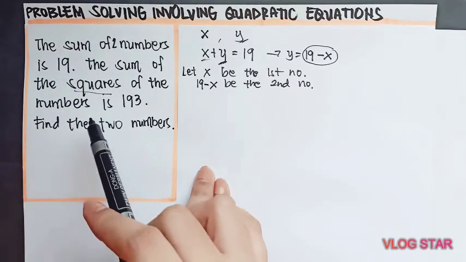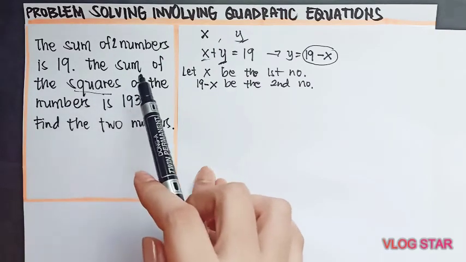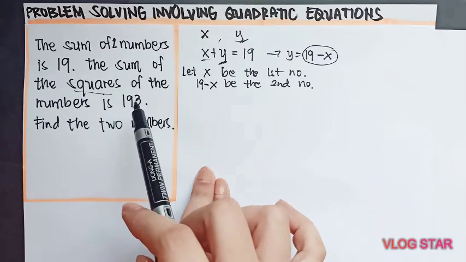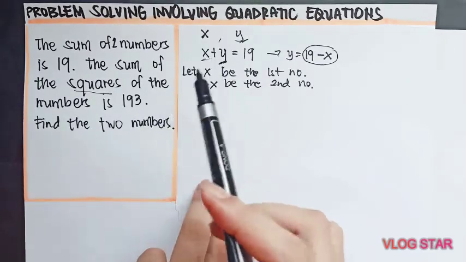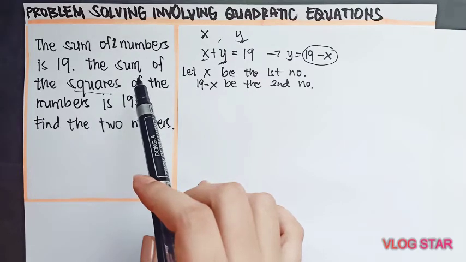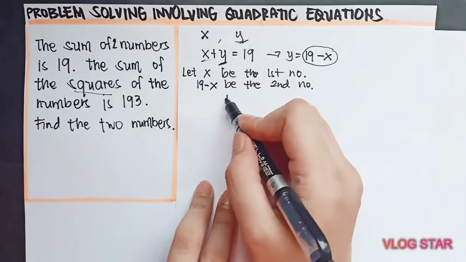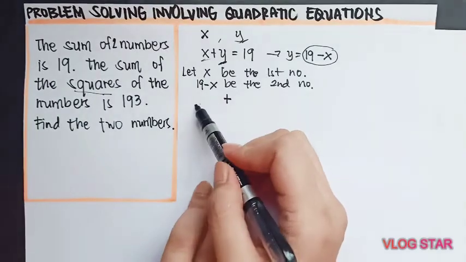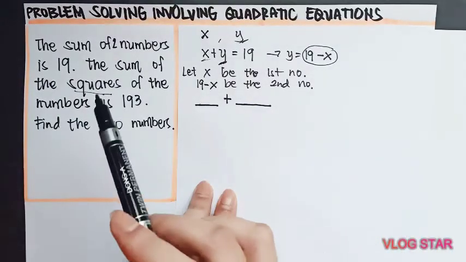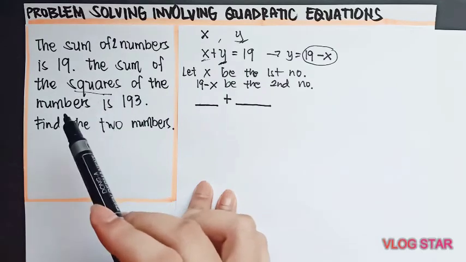Let us proceed to the second sentence. The sum of the squares of the numbers is 193. So let us translate this. When we say sum, the operation between the two numbers is addition. So what are we going to add? We have here the first number and here the second number. So what is the condition? The sum of the squares of the numbers.